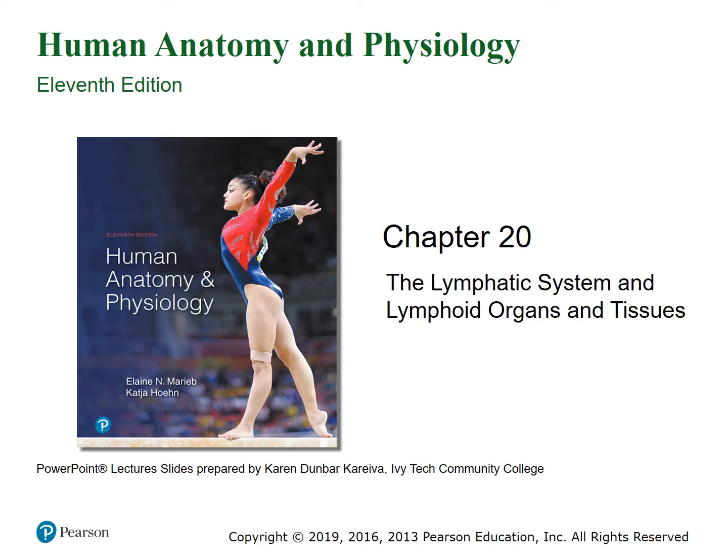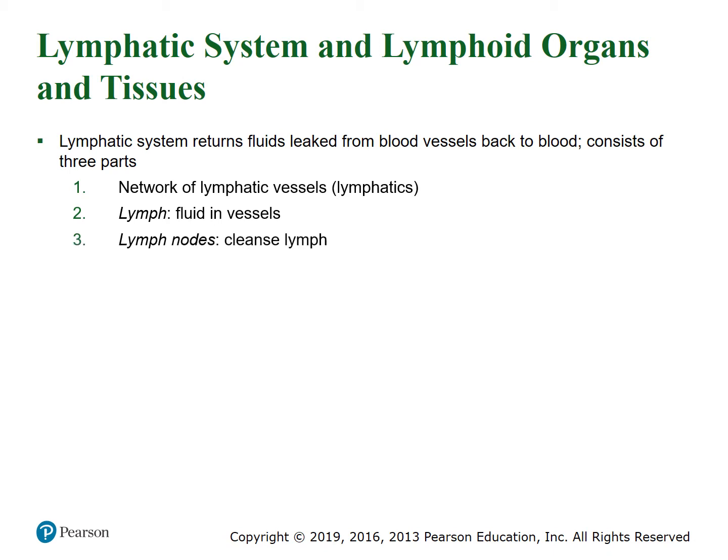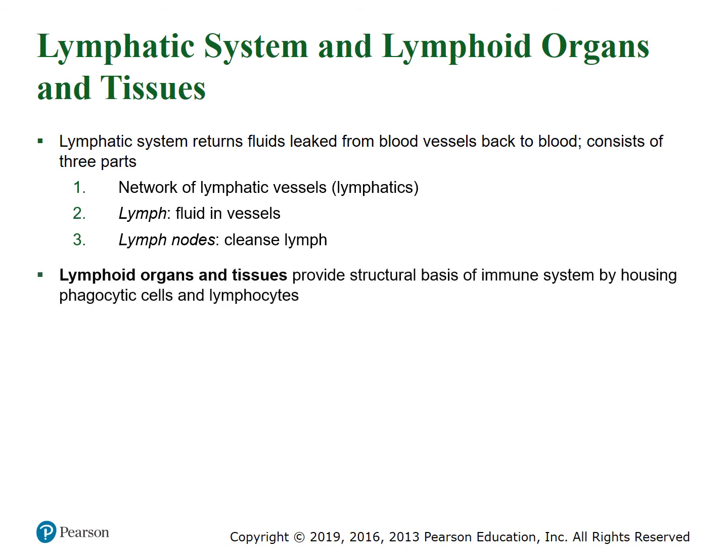This video will be over the lymphatic system and the lymphoid organs and tissues. So the lymphatic system, its main function is to return fluids that are leaked from blood vessels back to the blood, and it's going to consist of three parts. One is a network of lymphatic vessels, and these are often just called lymphatics. The second is lymph, which is the actual fluid in the vessels, and the third is lymph nodes, which are going to actually cleanse the lymph.